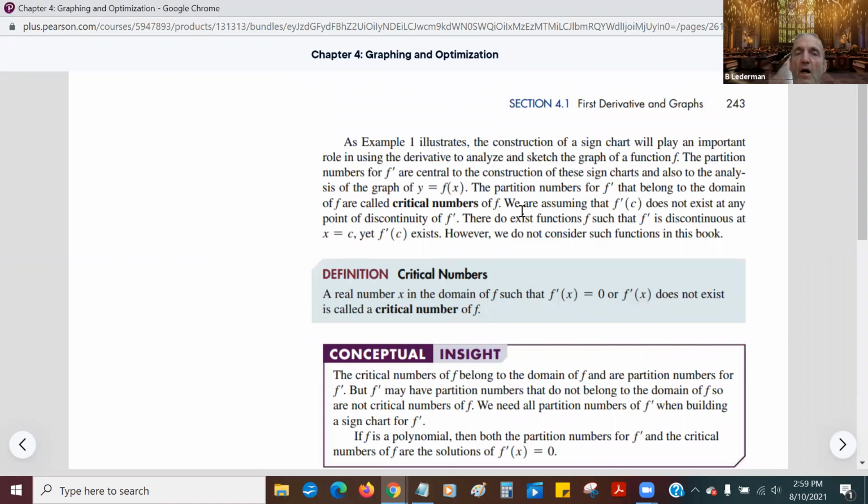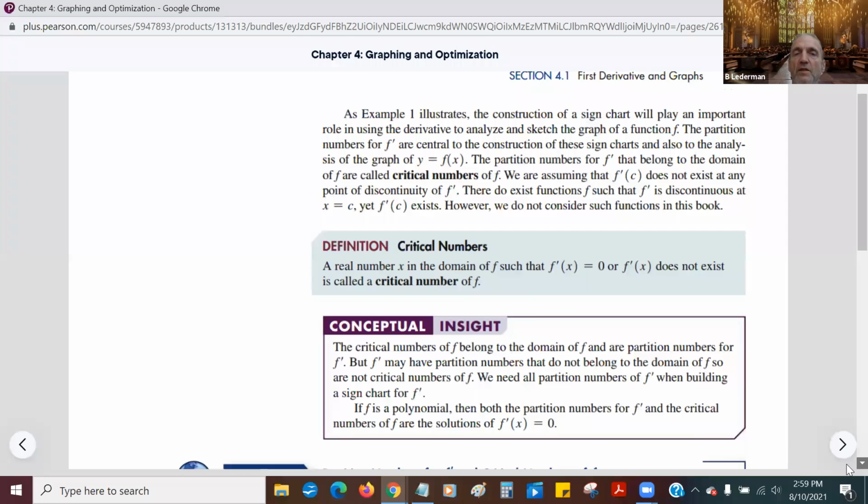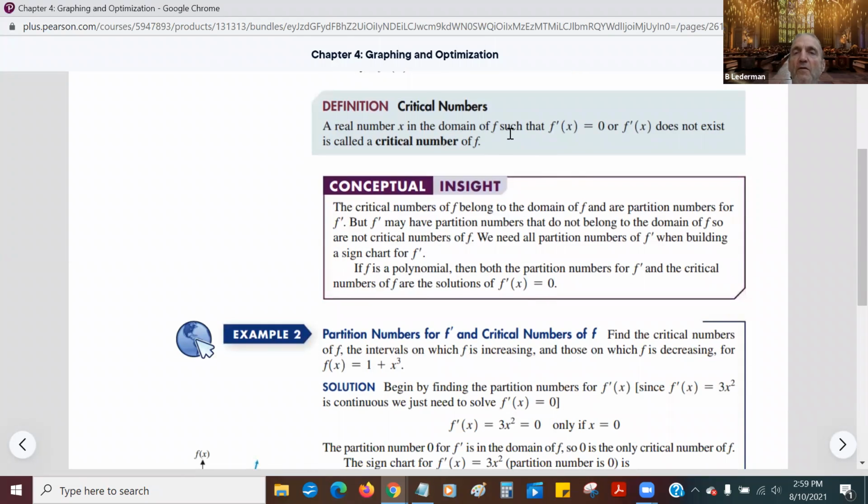Let's continue. Critical numbers. A real number x in the domain of f, such that f prime of x equals 0, or f prime of x does not exist, is called a critical number of f. Now, I just want to say something here.